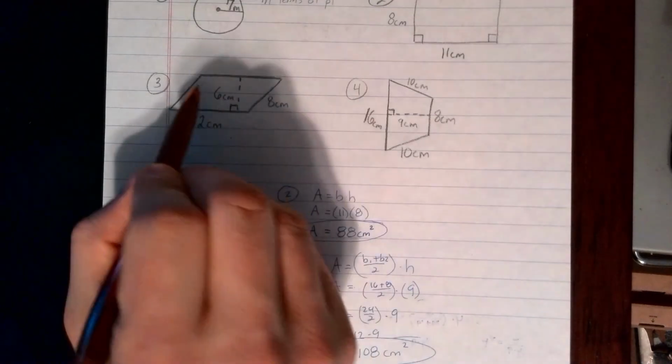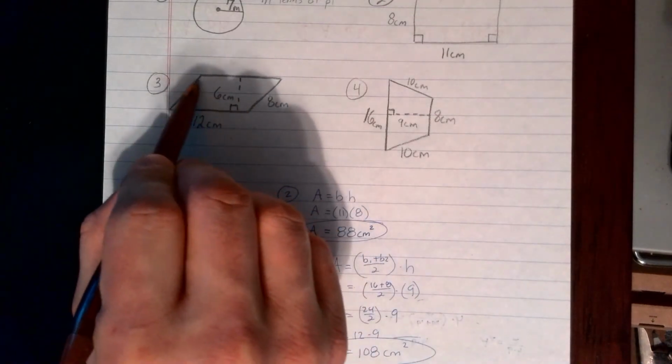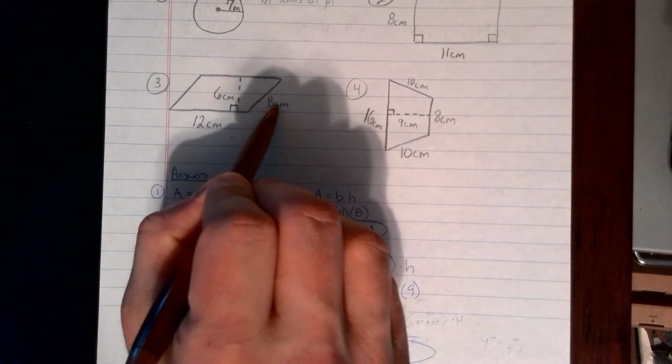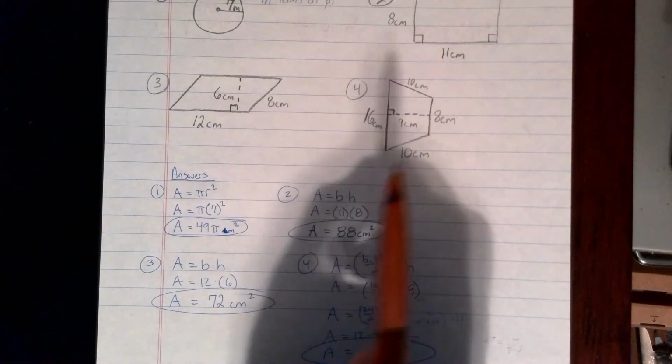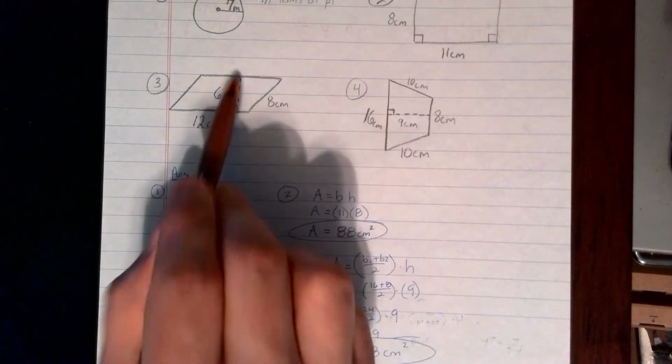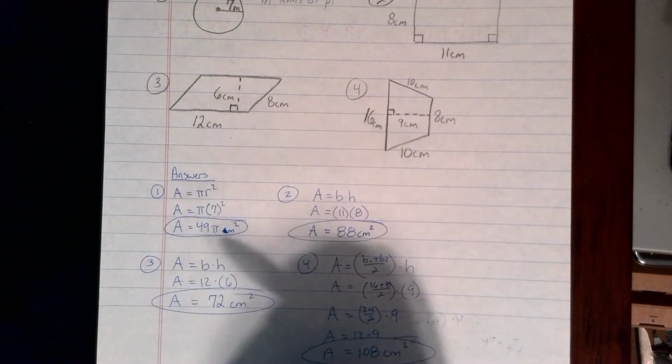By the way, if they did give you a 90-degree distance between these ones here, you would be able to multiply that as your base and that height too. It doesn't matter which side. It's just whatever side that they happen to tell you the distance between the bases, because if they don't tell you that distance, you can't do the problem.